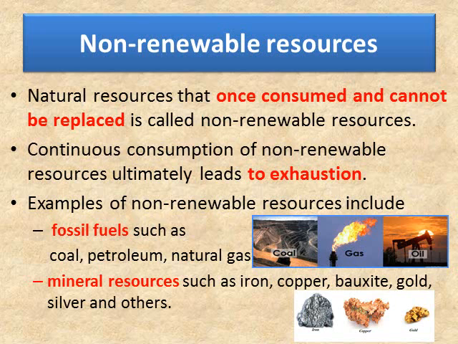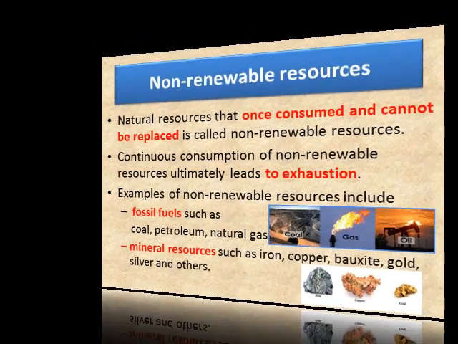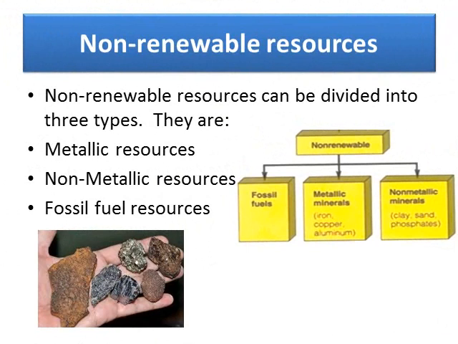Examples of non-renewable energy sources are fossil fuels such as coal, petroleum and natural gas, mineral resources such as iron, copper, bauxite, gold, silver and others. Children, the non-renewable resources can be divided into three types. They are the metallic resources, non-metallic resources and fossil fuel resources. So we can classify the non-renewable resources as metallic, non-metallic and fossil fuel.